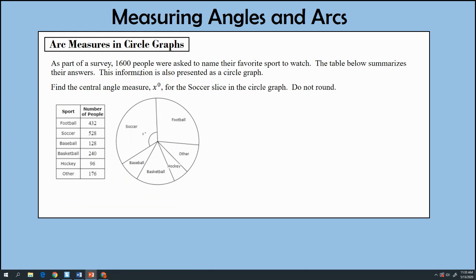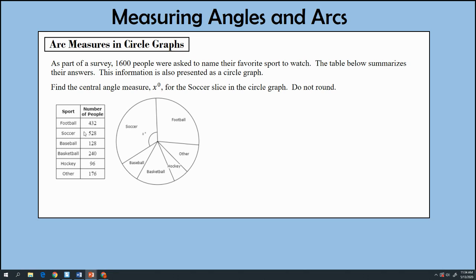Okay, another way of doing this same question, and this is how you're going to kind of see it tonight. This says, as part of a survey, 1,600 people were asked to name their favorite sport to watch. The table below summarizes their answers. The information is also represented in a circle graph. So here are the number of people that chose each sport. I think they mistakenly put these two in the wrong order. I think football should be bigger, but that's just a personal opinion.